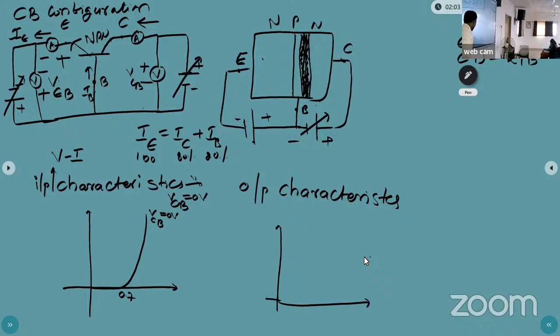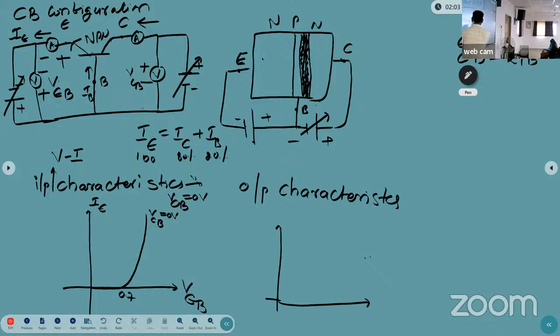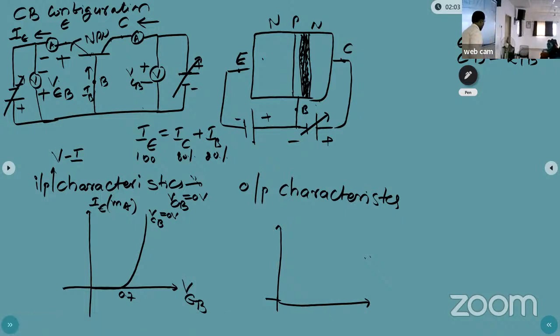Now again from the first, starting from 0 volts, what is here? VEB, and the current is in milliamps. Now you can vary again, starting from 0 volts. Start from 0. Here in the first initial case VCB is equal to 0.